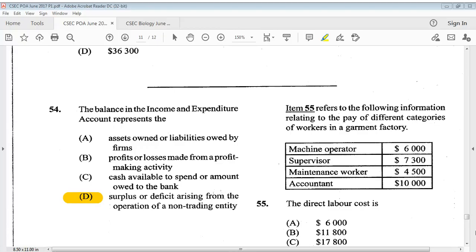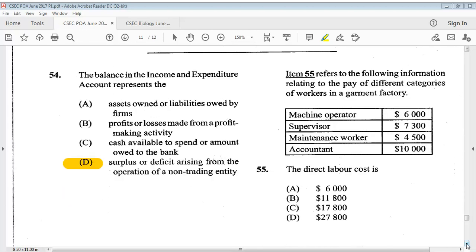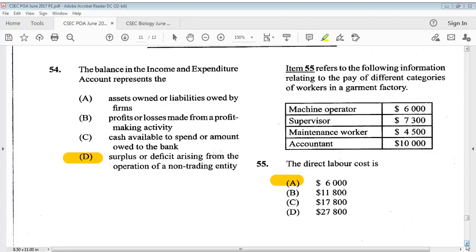The question says for 55, the direct labor cost is... So we know that the direct labor cost, there we have our machine operator, $6,000. So that would be our direct labor cost. So A would be our answer. Because all the others there would be indirect cost. So the others would be indirect cost or factory overheads. So that would be our answer.